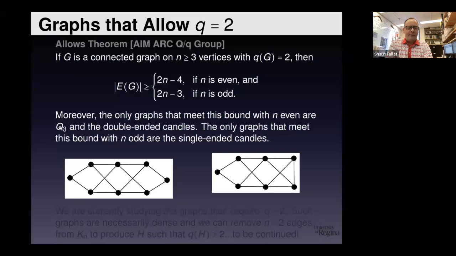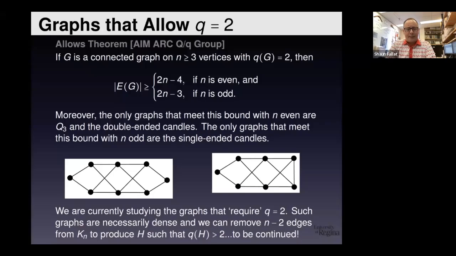It depends on whether n is even or odd. You get the hypercube popping out, and then you get these two graphs here, the so-called, if I got this right, double-ended candle and single-ended candle, as we named them here. I'll just mention quickly in passing, there's a complementary problem you might ask about graphs that require q equal to 2. Instead of asking about the fewest number of edges, now you start with the complete graph and remove some edges: how many edges can you remove and keep q equal to 2? And that's work that's currently ongoing with this same AIM ARC group.